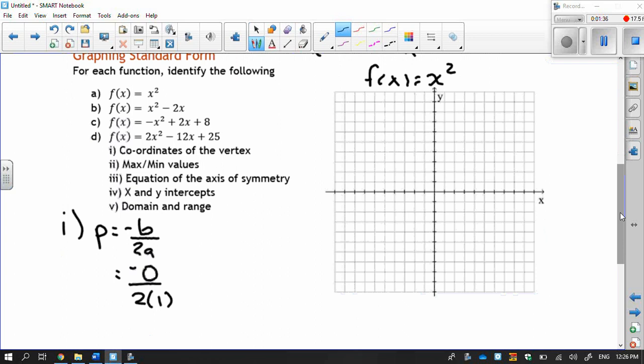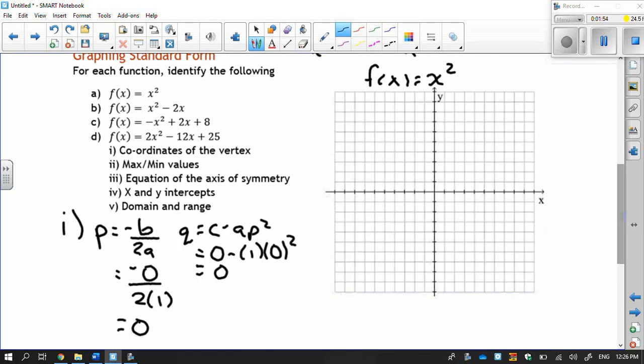And we have 1 for our a value, which leaves us with 0. So then if we plug this into q, c minus a p squared, we get 0 minus 1 multiplied by 0 squared, which gives you 0. You do it the same way that you plug it into f at 0 is equal to 0 squared is equal to 0. Either way works.